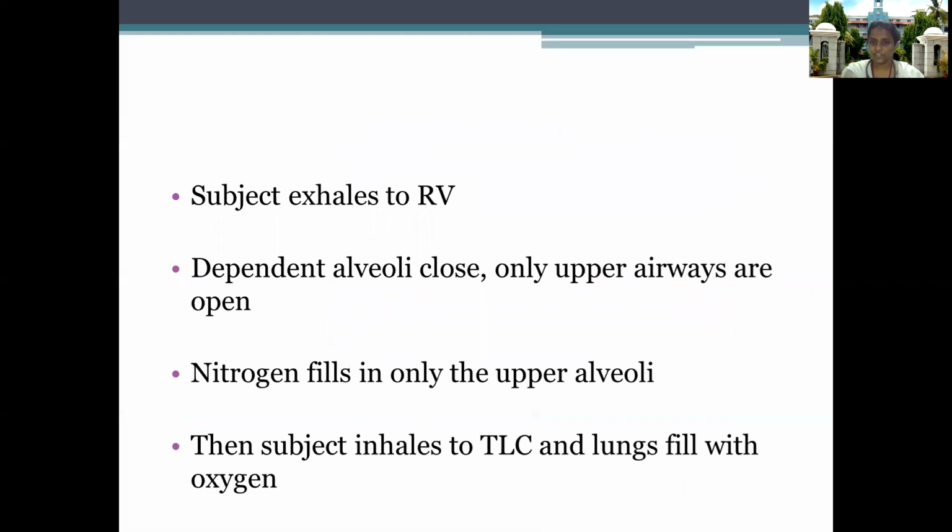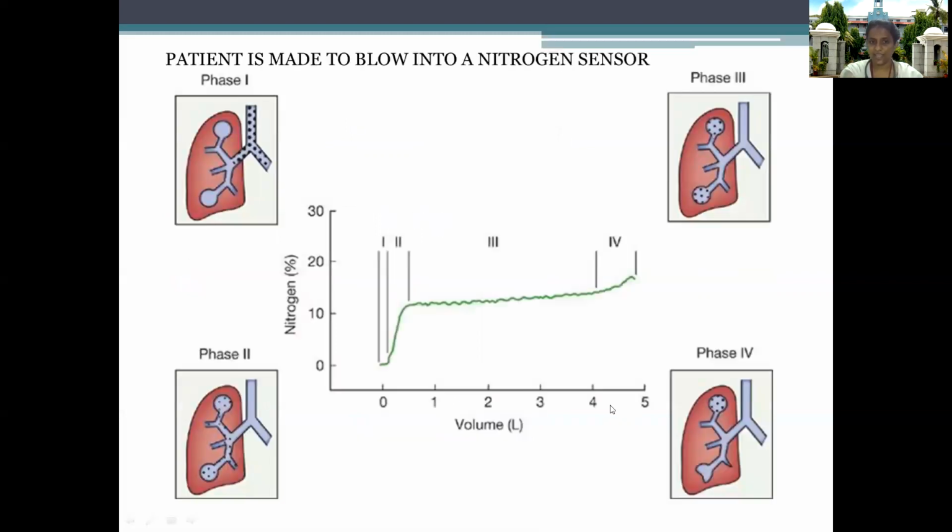The method in which it is done is very similar to the gas bolus method. Here again, the subject exhales to RV, where the dependent alveoli close and only upper airways are open. And the patient is then made to inhale. When he inhales, he is inhaling pure 100% oxygen. Then the subject starts to exhale.